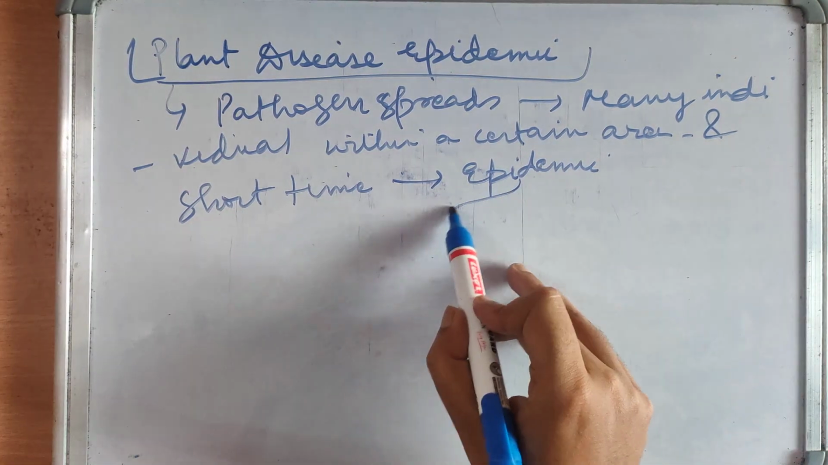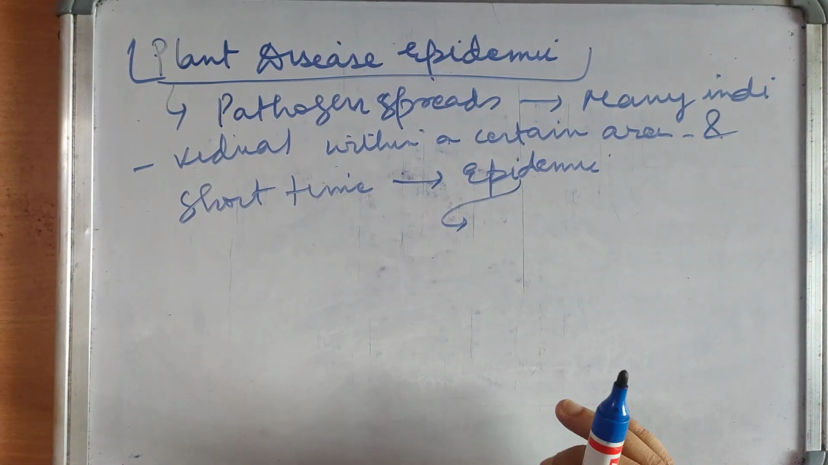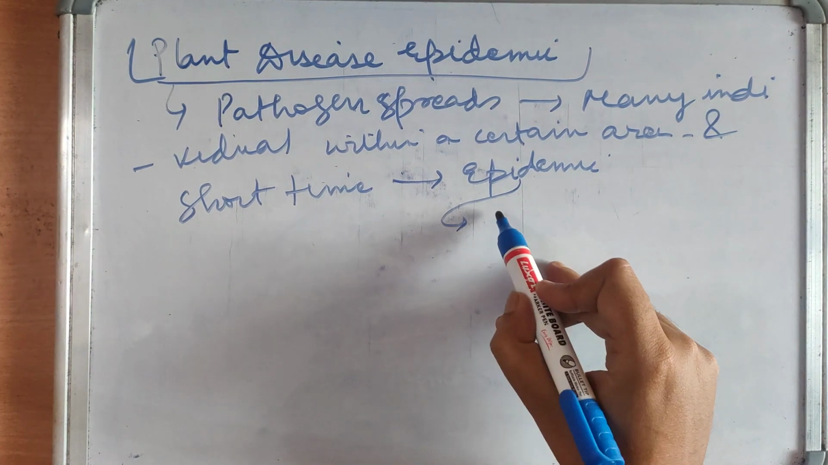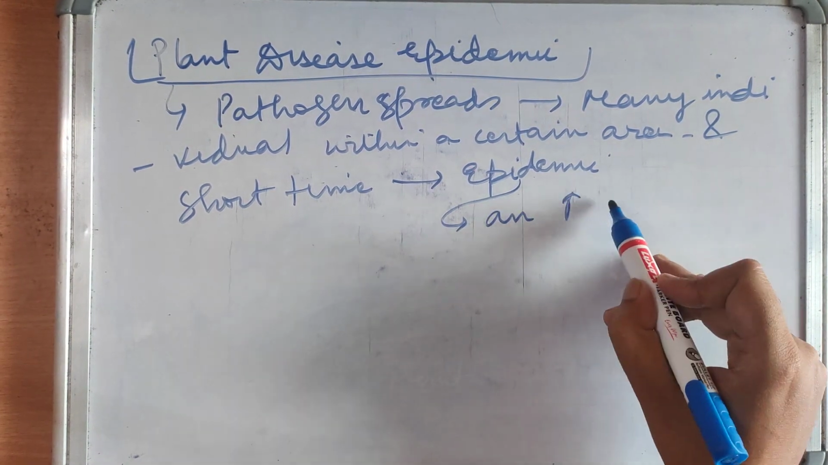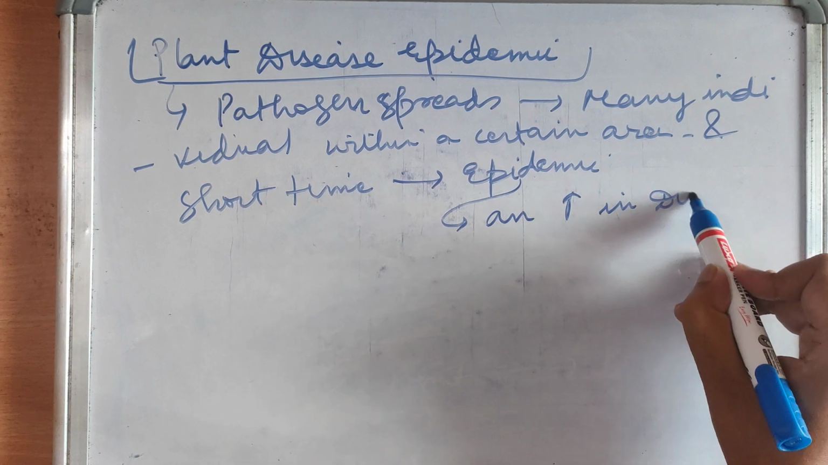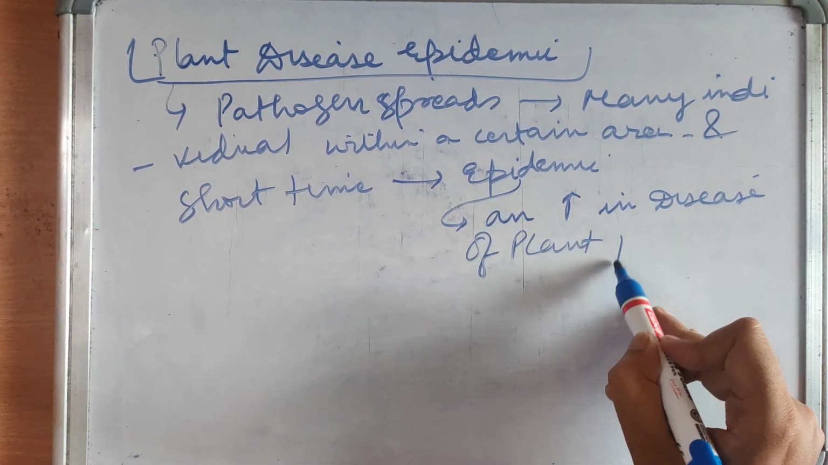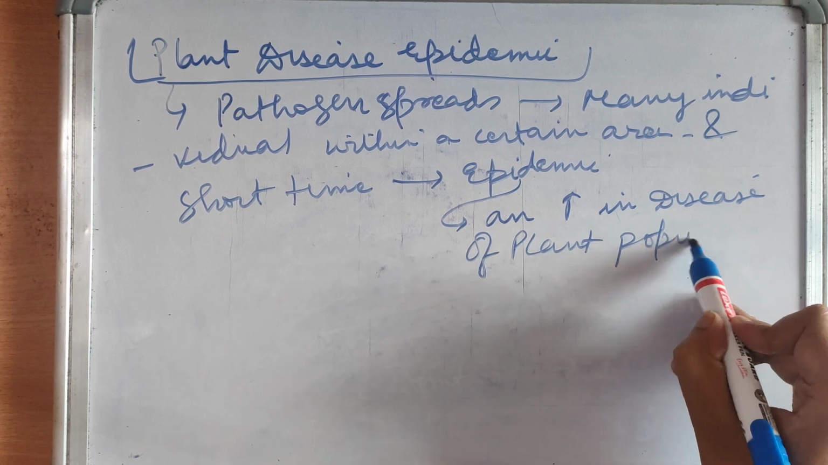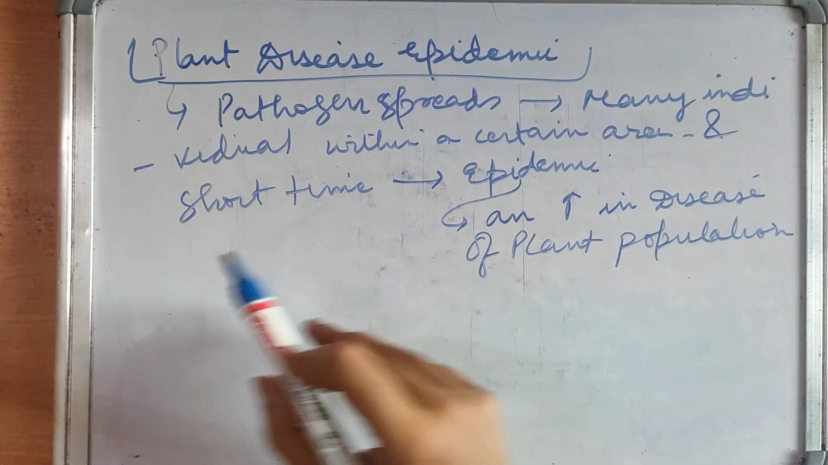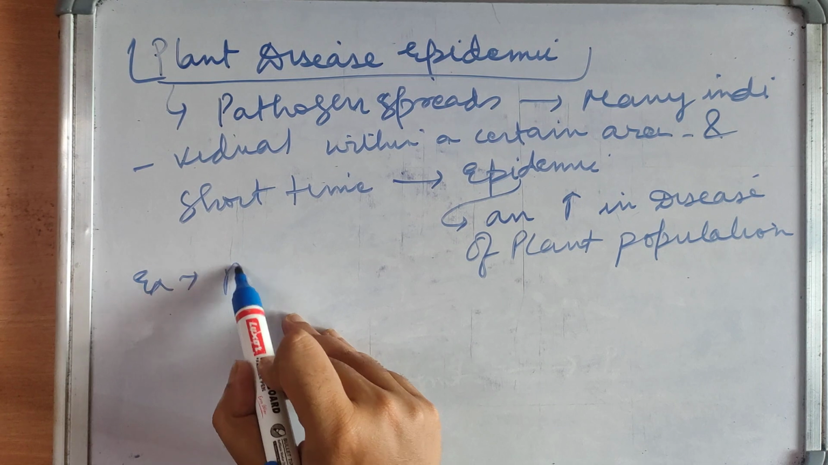Or you can say epidemic is defined as an increase of disease in a plant population. For example, you can say Bengal famine is an epidemic.